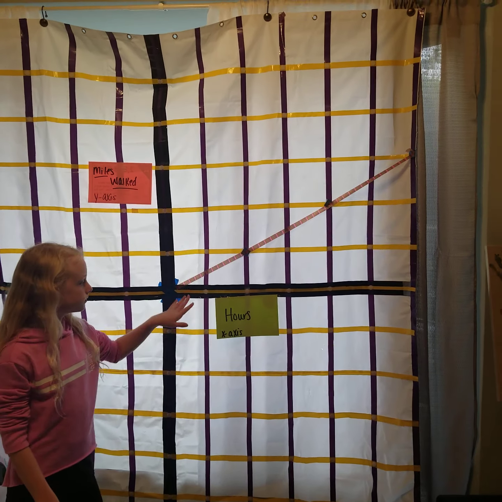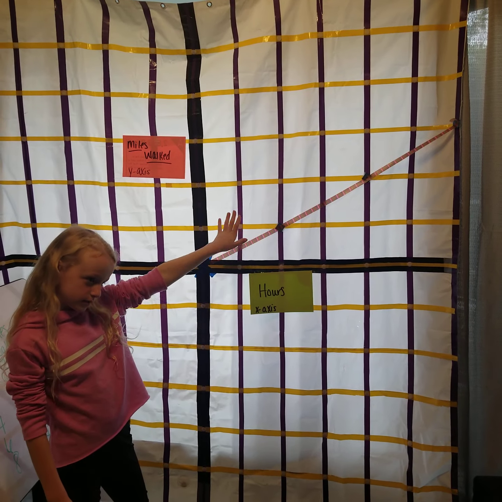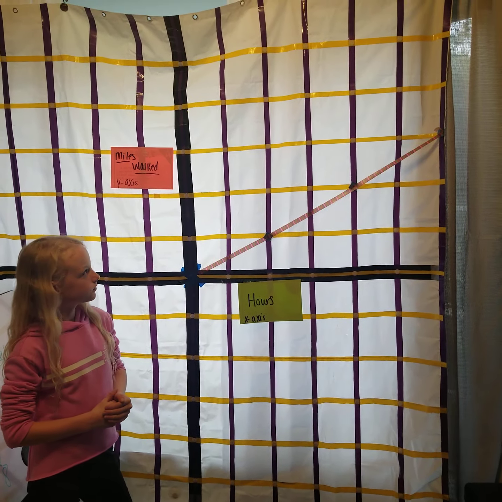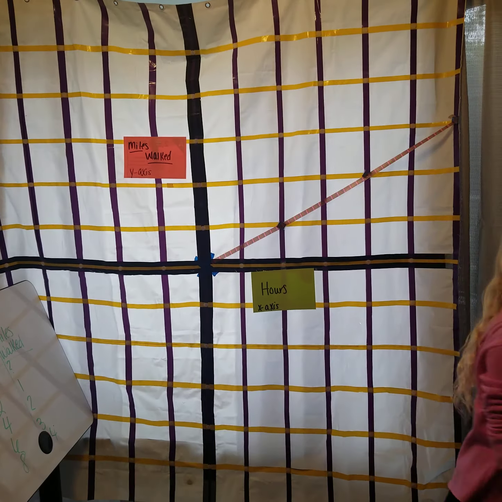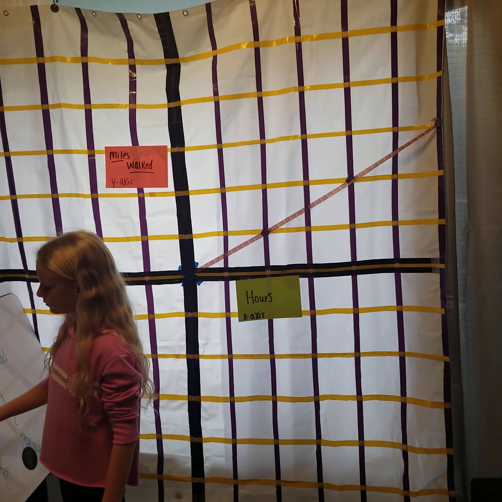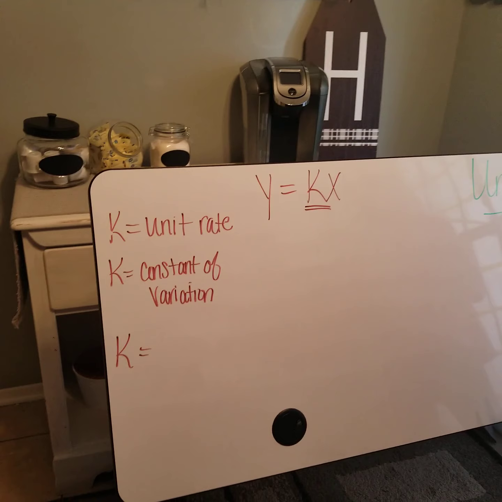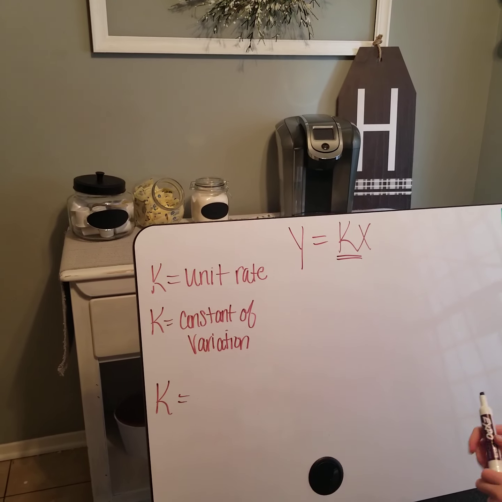So after 1 hour, how many miles were walked? 5/10. Okay, so if after 1 hour it's 5/10 of a mile, think about that. That's your unit rate. That's just like what we did on the table earlier. Okay, but remember, your unit rate is your constant of variation, which is your k in a direct variation equation.